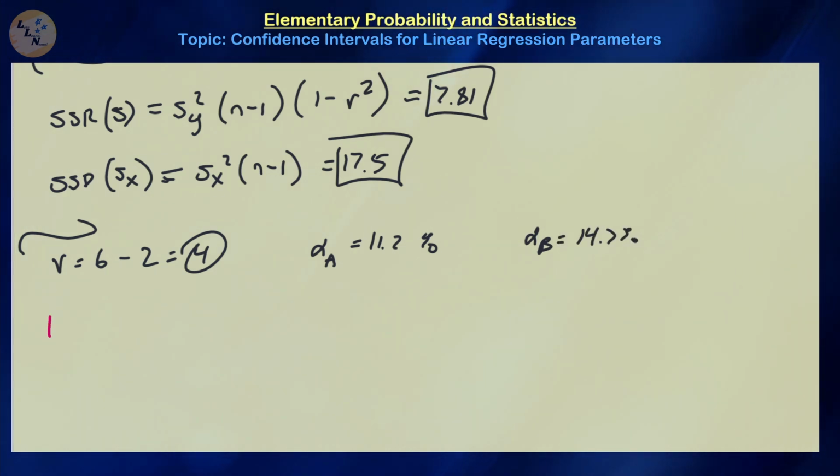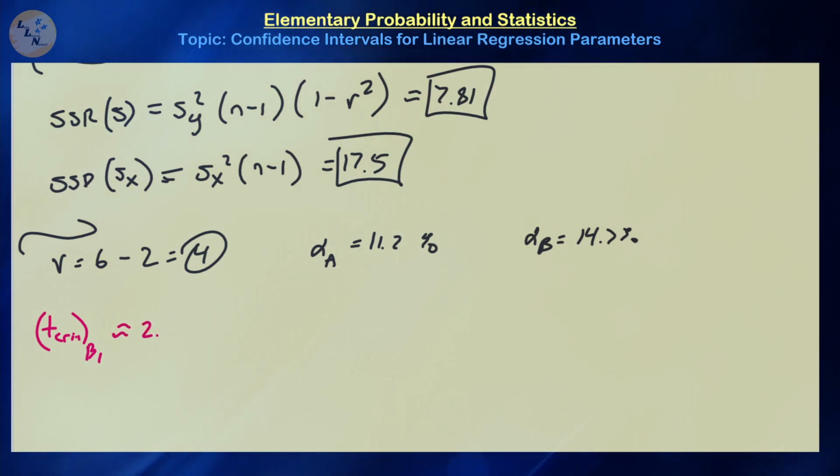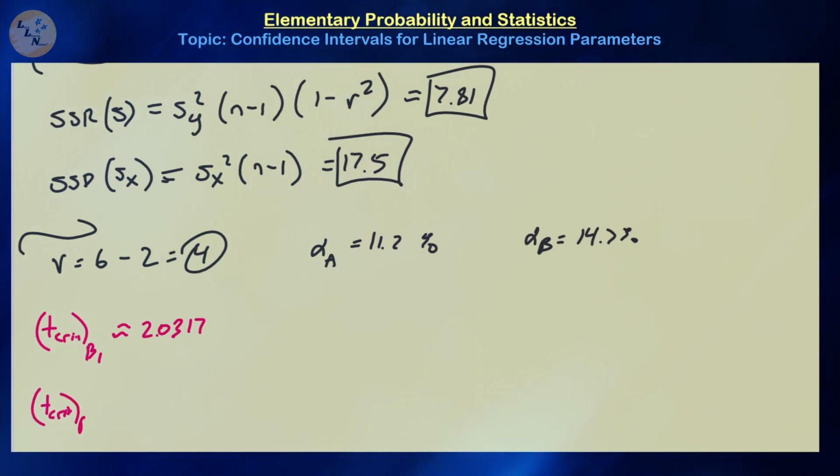So one can also find that the t critical value for hypothesis test A, let's actually label them with the parameters that they're estimating, that's going to be beta 1. It's going to be approximately equal to 2.0317, and the t critical value for beta 0 is going to be approximately equal to 1.7955.